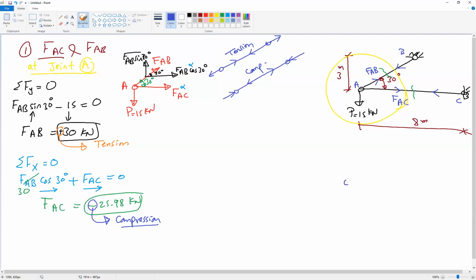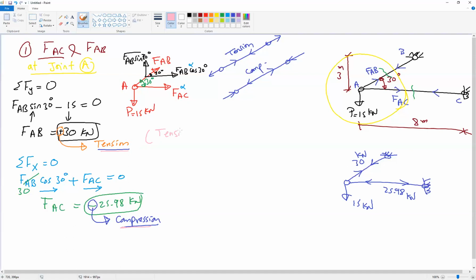If we want to put the final result of the forces: this force is tension, 30 kilonewton. This force is compression, 25.98 kilonewton, and we have 15 kilonewton here. Do you have any problem in this first step? This is a step from the beginning of our course. So now we have tension in member AB and compression in member AC.